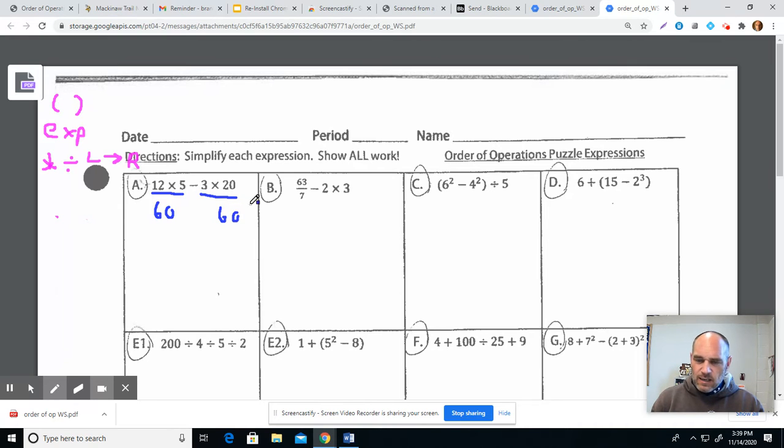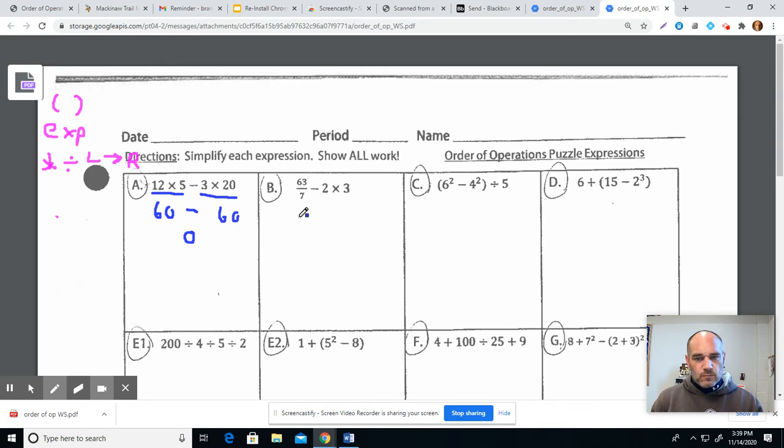So notice I like to underline what I'm doing, so it just keeps track of what I'm doing. I put the answer underneath it, and then I drop down everything else I haven't done yet. So I'm going to drop down my minus sign. All right, well, 60 minus 60 is 0. So this is the work that I should see on your notebook paper.